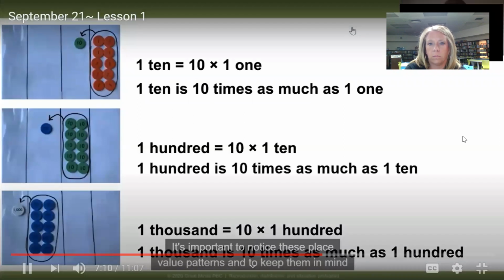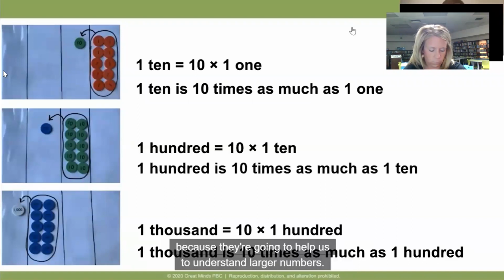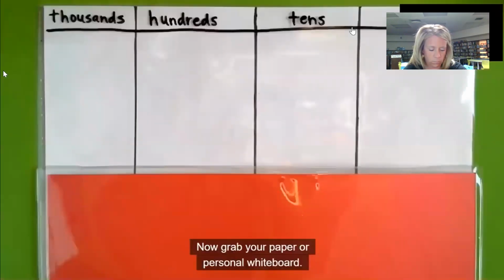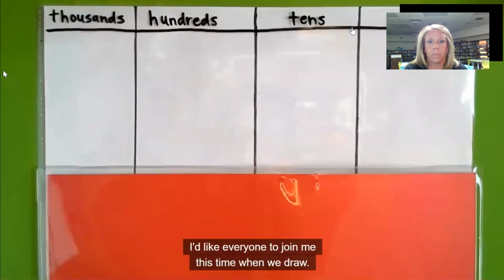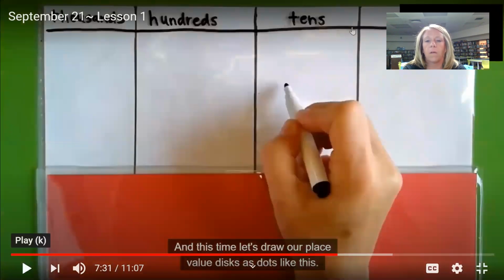It's important to notice these place value patterns and to keep them in mind because they're going to help us to understand larger numbers. Now, grab your paper or personal whiteboard. I'd like everyone to join me this time when we draw. We need 4 columns. And this time, let's draw our place value discs as dots. Okay, so now on your whiteboard, I want you to draw 1 horizontal line going this way, and then 3 vertical lines to give yourself 4 columns. And at the top, we'll label it thousands, hundreds, tens, and ones. So go ahead and do that now.